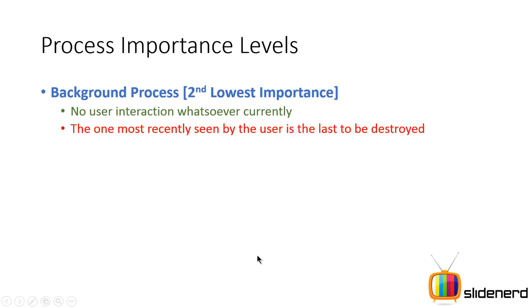The next level is the background process, which means the user is not interacting in any possible way with the app. Now this one is sorted in your task manager on Android by which app was last seen by the user. The one that is the most recently seen is the last to be destroyed, because the user may probably switch back to the same process again, right?